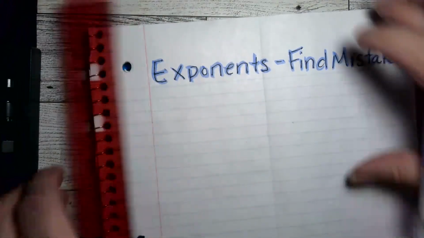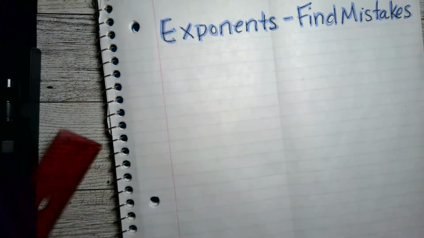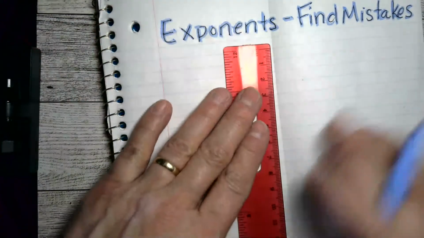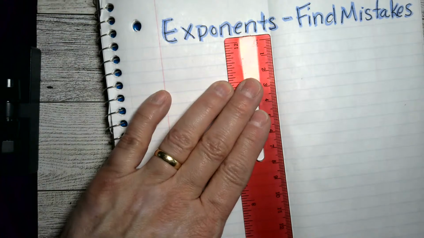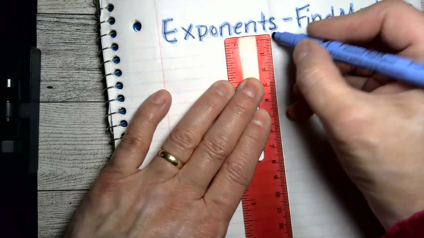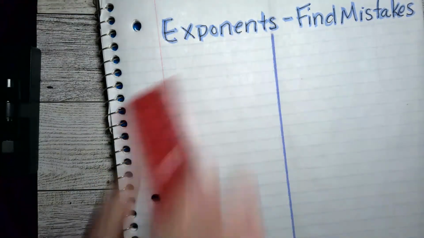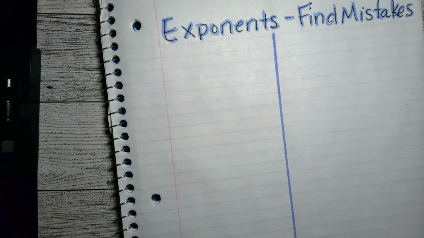All right, so what I want you to do in your notebooks, guys, is just fold it and crease it this way. So we have a line down the middle, title it Exponents: Find Mistakes. That's what we're doing. And then we're going to draw a line down the middle. And so I have a little story to tell you about the set, just to kind of set up this lesson.